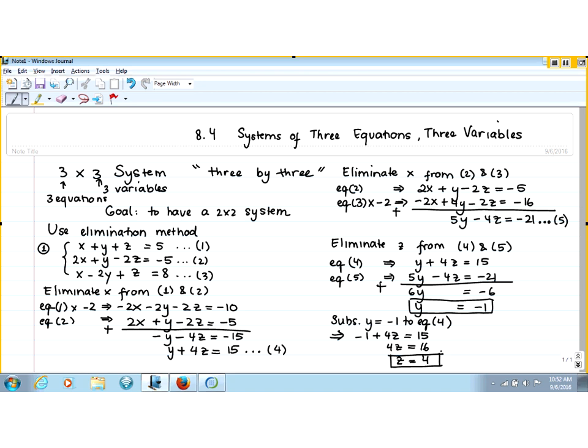All right. What's left? Okay, which equation do I use? 1. Okay, so substitute. I'm writing really small here. Y equals negative 1, z equals 4 into equation 1. So x minus 1 plus 4 is equal to 5. So x plus 3 is equal to 5. Okay. Too small. What is x? 2. Okay.